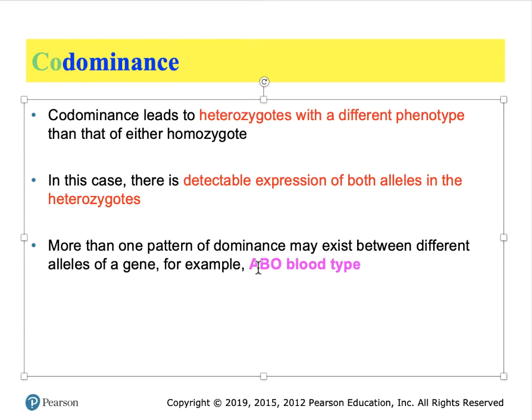For instance, if one chromosome carries the A type of marker and the other chromosome carries the B type of marker, you will not just produce A or B, you'll produce both in equal numbers. Both A and B markers will be found on the surface of that cell. Thus, the phenotype of the heterozygote is different from either homozygote.